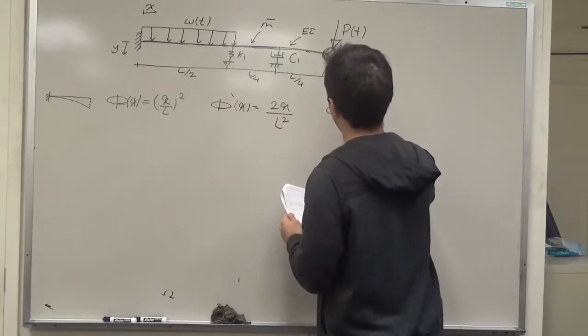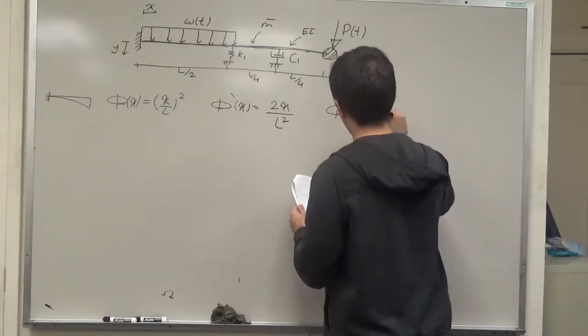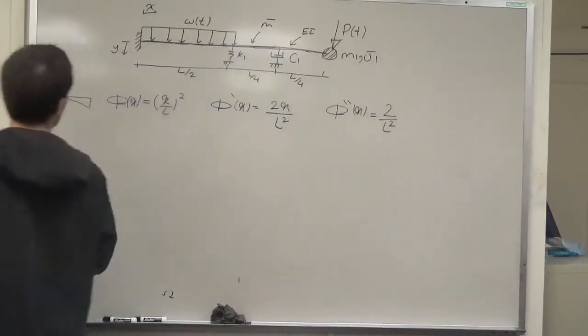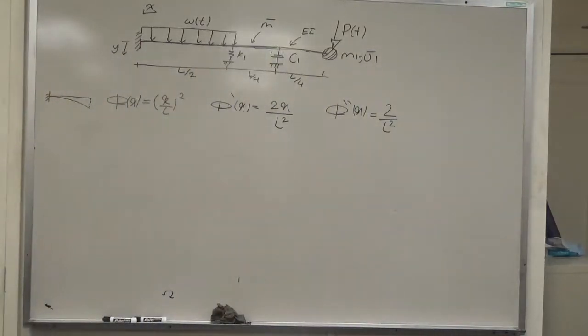The second derivative of the shape is going to be simply 2 over L squared. So if we look at this, the shape x over L squared looks like a reasonable shape for a cantilever that is loaded down. The derivative is 2x over L squared. At least at x equal to 0, it is 0, which is fine. That fits for a cantilever. So those are fine.